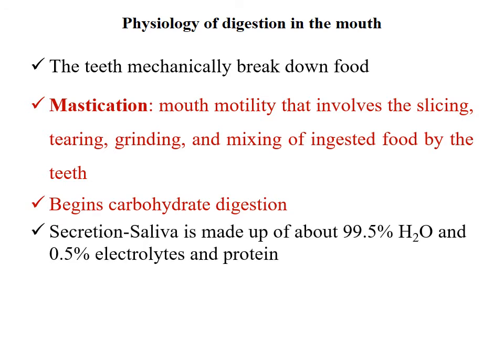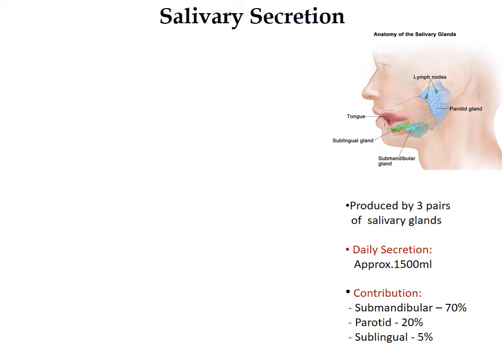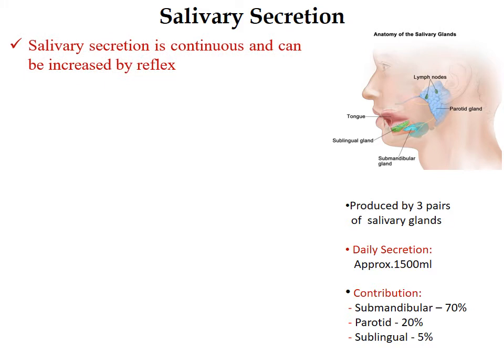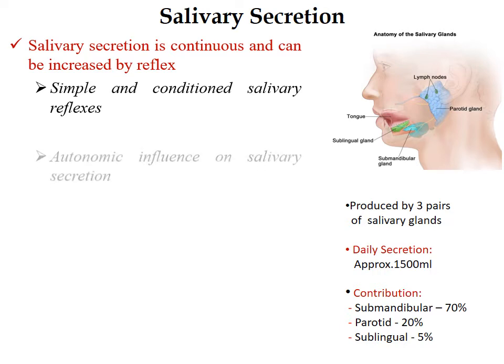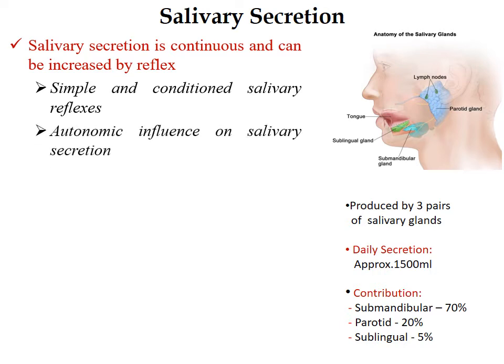Secretion of saliva. Saliva will be mixed with the food. Saliva is made up of 99.5% water and 0.5% electrolytes. Let us see the salivary secretion. Salivary secretion is continuous and can be increased by reflex. There are two types of reflexes which we need to remember: the simple and conditioned salivary reflexes. Autonomic influence on salivary secretion is very important.